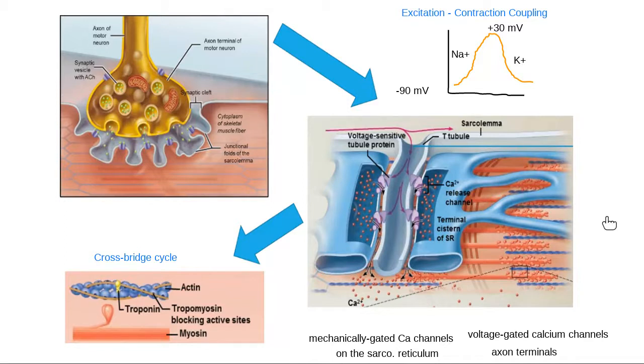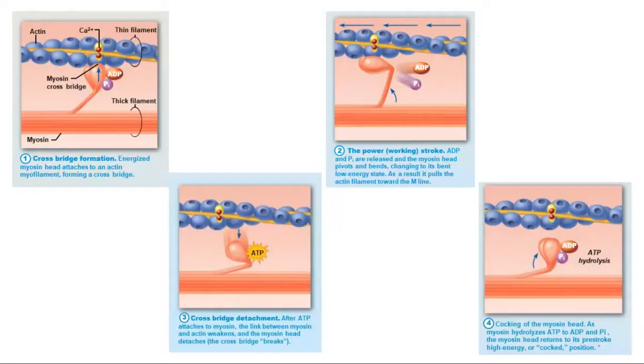Okay, let's talk. Let me pull up my picture here. One of the things that we wanted to talk about was those disorders. So let's dive in right here. We said this is where the cross-bridge cycle happens. Let's talk about the cross-bridge cycle briefly as a segue into rigor mortis for us.